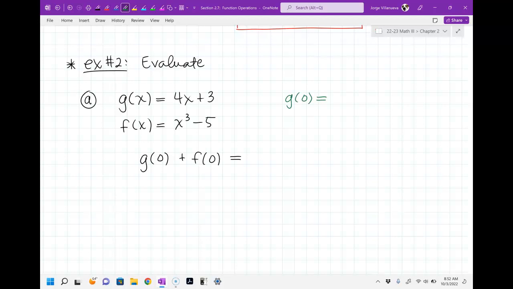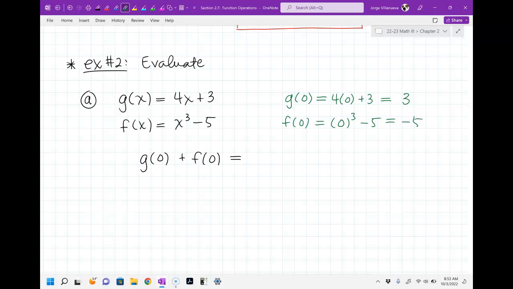What I would tell you, find what g of 0 is. So g of 0 means plug in a 0 into my equation. What do I get for g of 0? What's my answer? 4 times 0 plus 3. What is that? Just 3. All right, what's f of 0? Let's see, that's going to be 0 to the third minus 5. What's my answer there? Minus 5. Thank you. So it's minus 5.